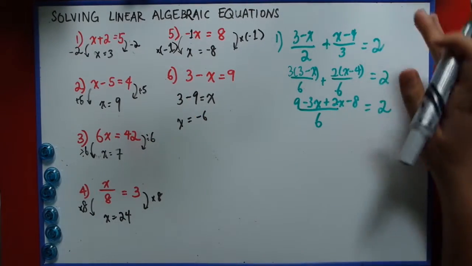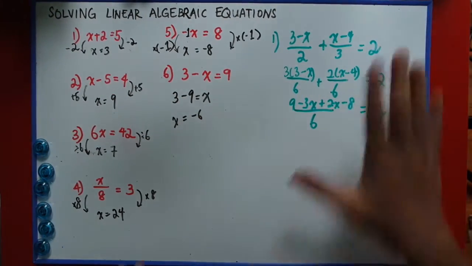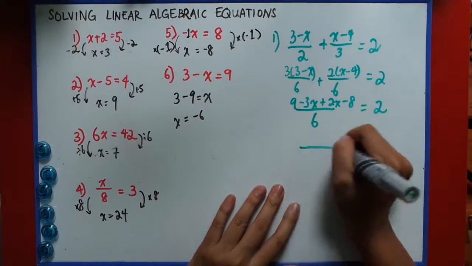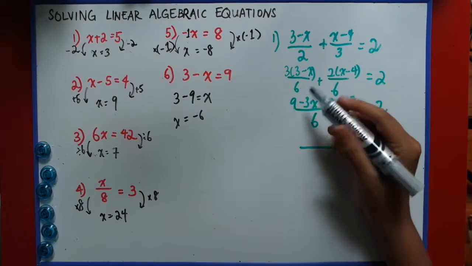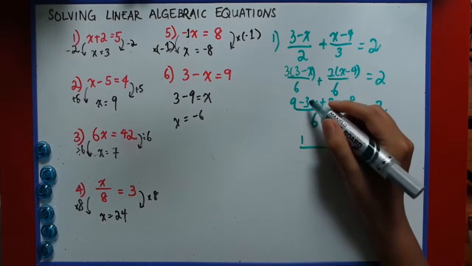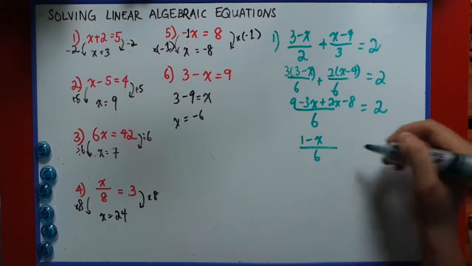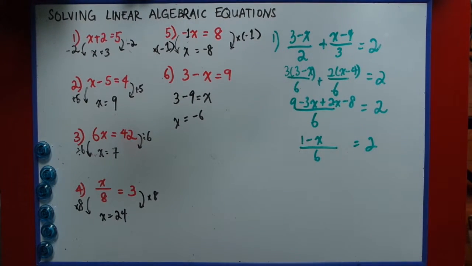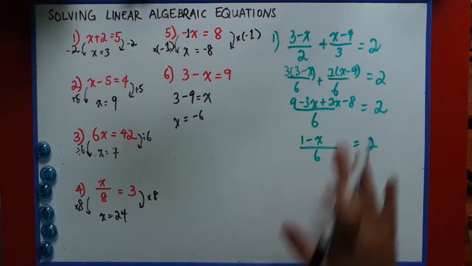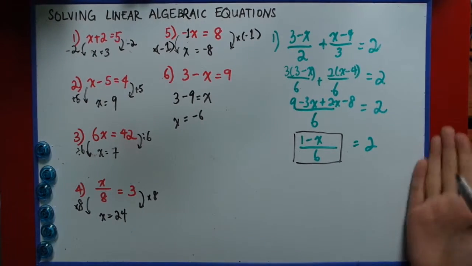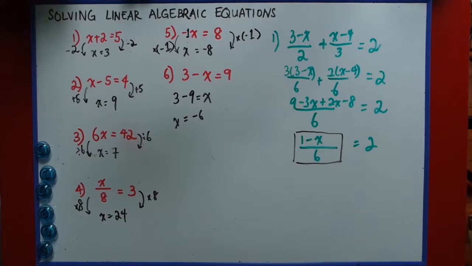So as you can see, I've done nothing about the equation. I'm just working on this part, the expression part, okay? So I still have some simplifying to do. 9 minus 8 is 1. Minus 3 plus 2x is basically minus x. Okay, so now as you can see, this expression is as simple as it gets already. It's the simplest form. So then we do the equation part.